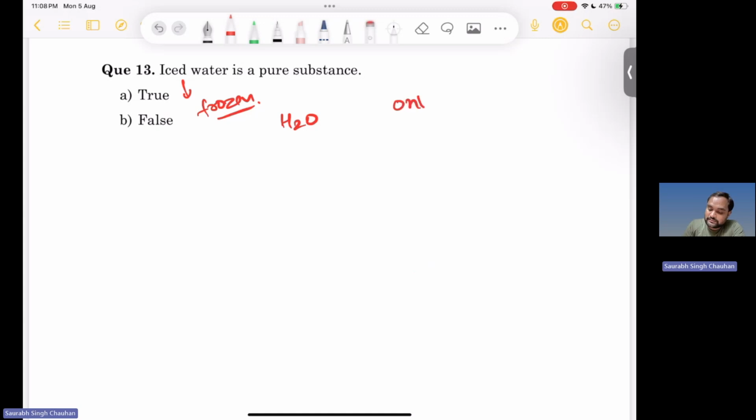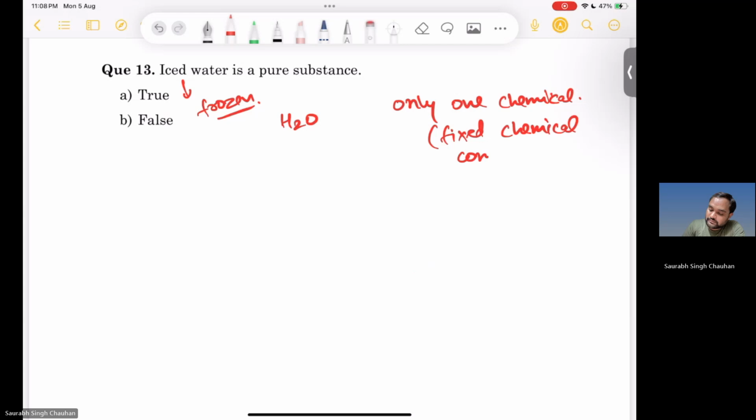Only one chemical, or you can say fixed composition, then we call it a pure substance.